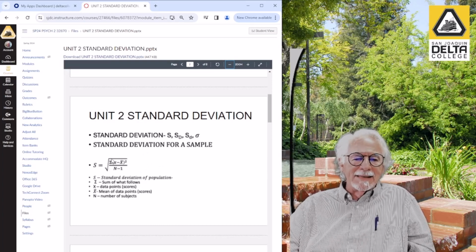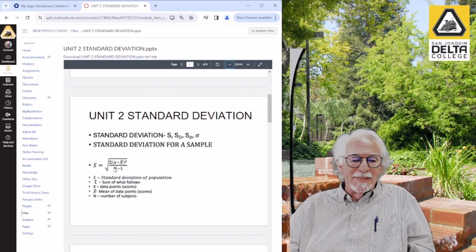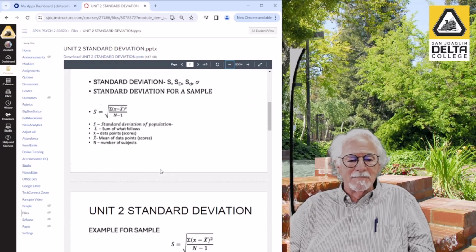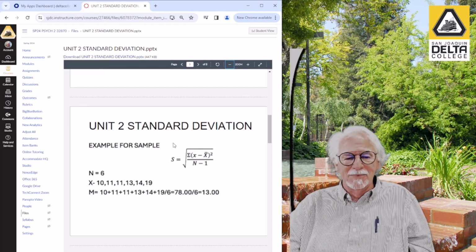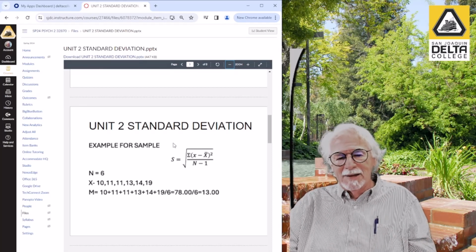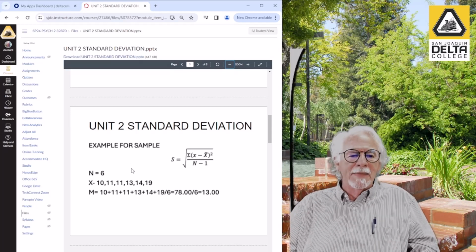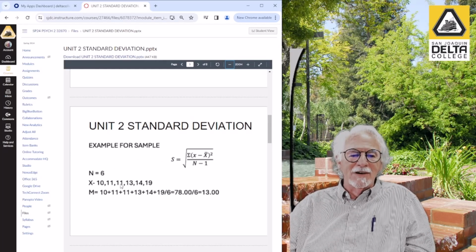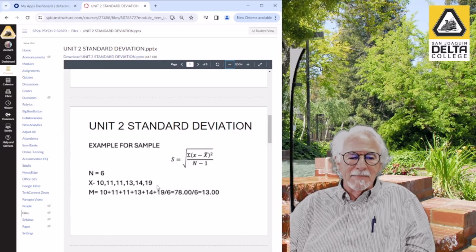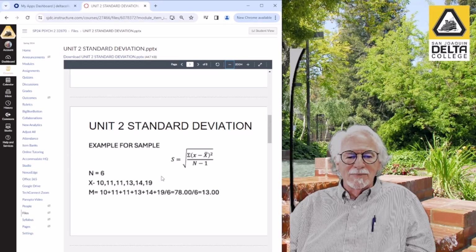Here it is again. It's the same formula except for this piece right here, which is that now we divide by n minus 1 rather than n. And here's our example, and this is for a sample. I'm not going to bother with one for the population. You should be able to convert one from the other. So for our sample, n is 6. These are our 6 scores, and this is our mean. This is what we want to know.